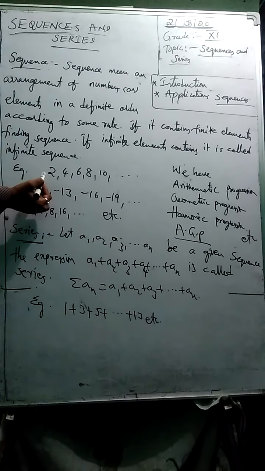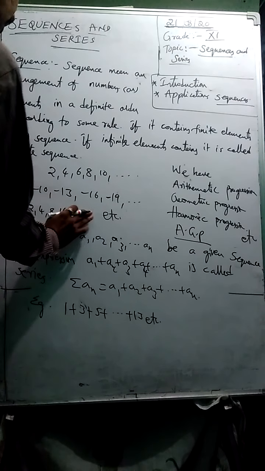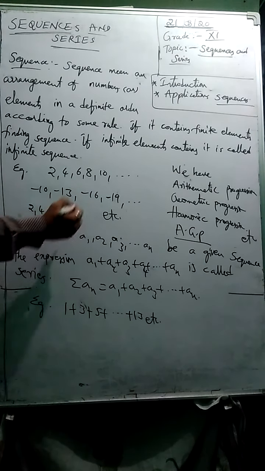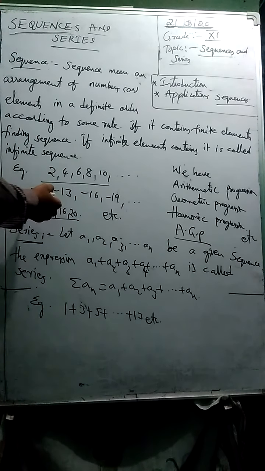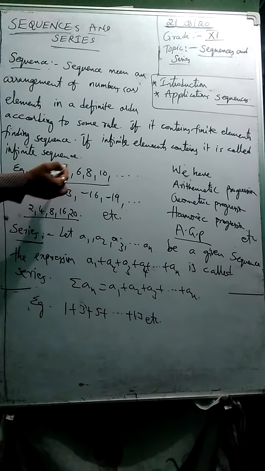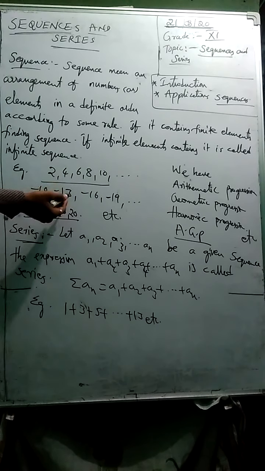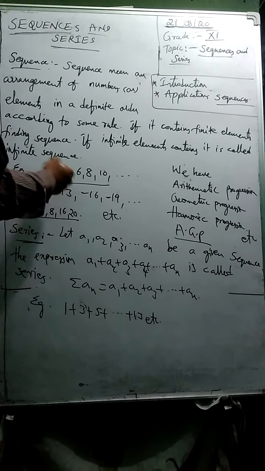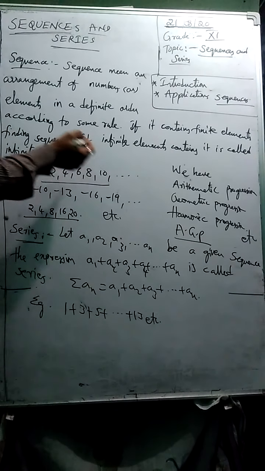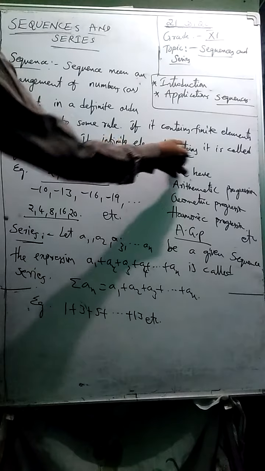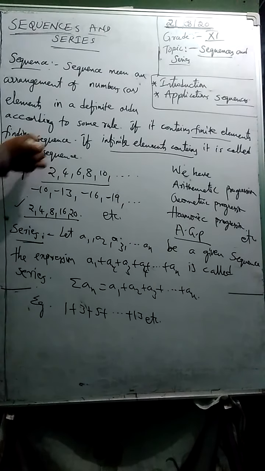Suppose here you observe 2, 4, 6, 8, 10, and so on. Here it is an infinite sequence. And if I stop at some point, it is a finite sequence. Here some order is being followed. It is ascending order, and the difference is 2. But here it is descending order, and if you observe, the difference is -3. Every time it is decreasing by 3. These two are infinite, containing an infinite number of elements, and the other has a finite number of elements.